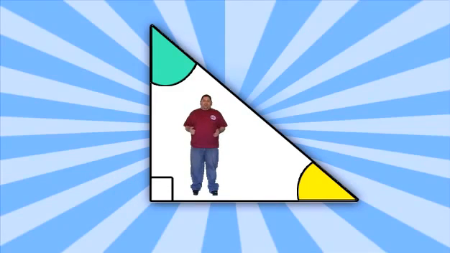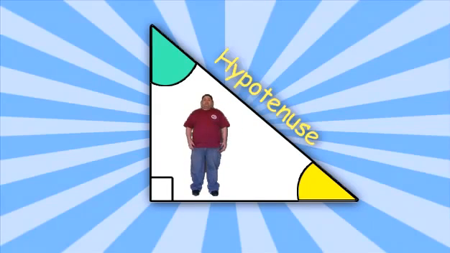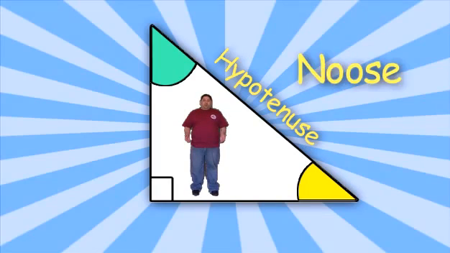Now let's learn something about the sides. A right triangle has one side that is longer than the other two. Now, if you can't tell which side is longest just by looking at your right triangle, try doing this. Locate your 90-degree angle and look opposite. This side is the longest side of my right triangle. This side has a special name. It's called the hypotenuse. Hypotenuse.